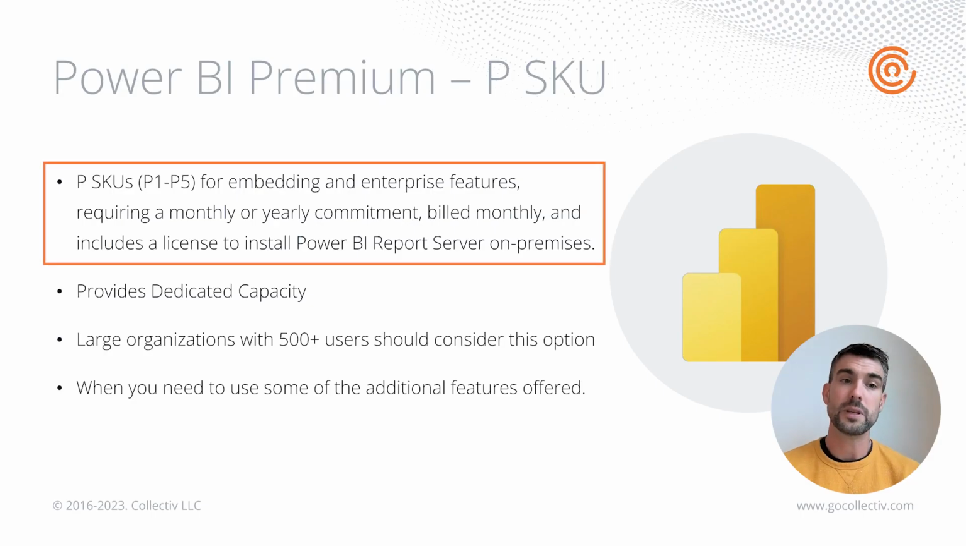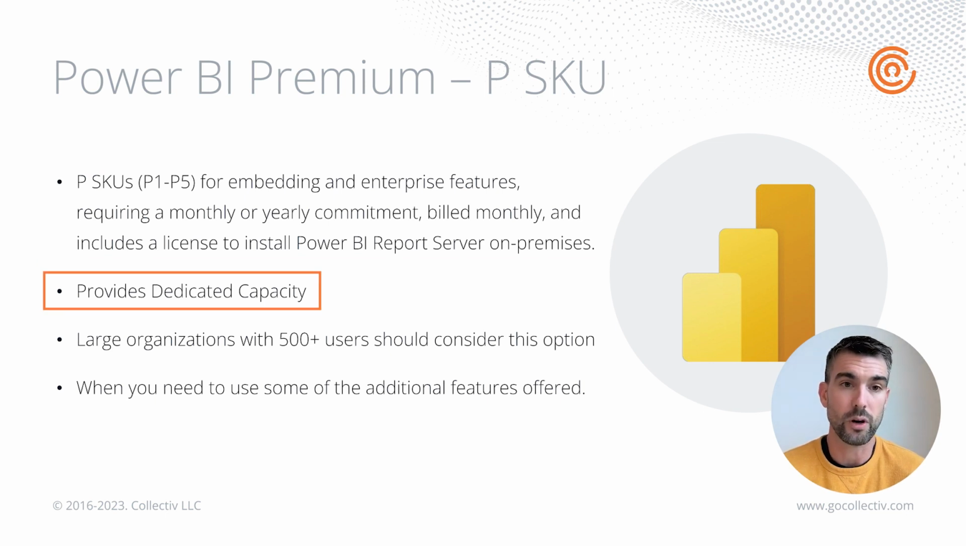Right now we're going to talk about the P SKUs. You're going to see there's a P1 through P5, and they vary in cost. Obviously the P1 is much less, and then as you get higher and you have more needs throughout your organization, you then go from a P1 potentially all the way up to a P5. This premium capacity is really meant for a dedicated capacity type of approach. So if you need much more processing power, if you need much more storage with Power BI, you're going to look at more of a Power BI Premium SKU versus a Power BI Pro SKU.